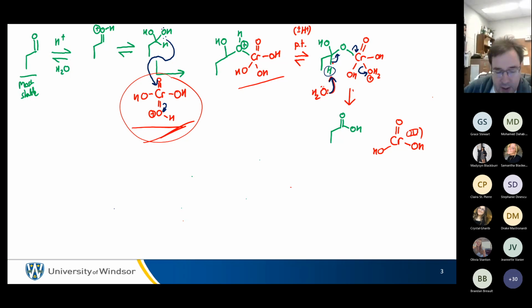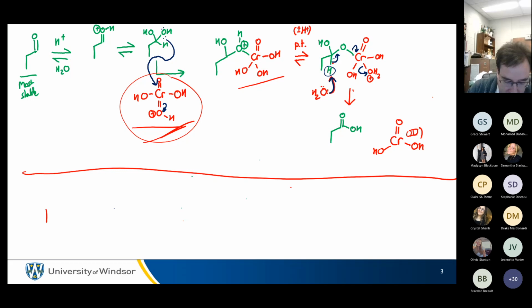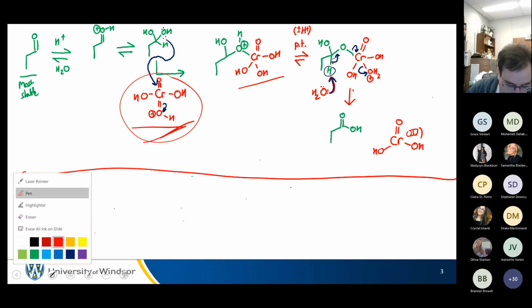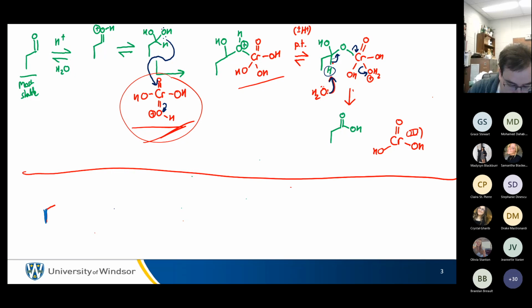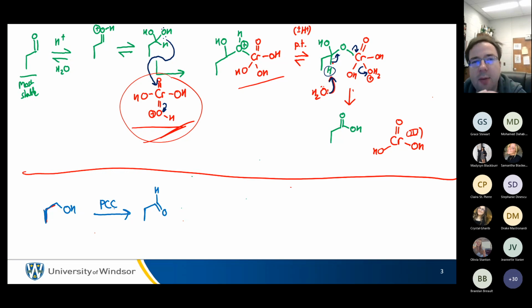So the key difference between this and the other reagent that I was pointing out in class was that if we use PCC, we just went to the aldehyde. It is a chromium-based agent. The mechanism is identical. The only difference between a Jones reagent and PCC is there's no water when you do this with PCC. So you can't make the hydrate.